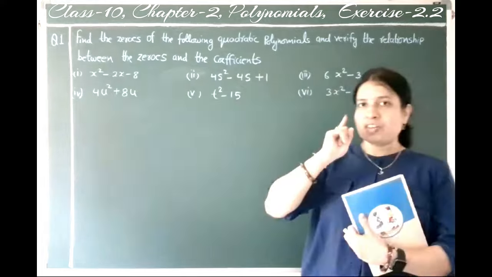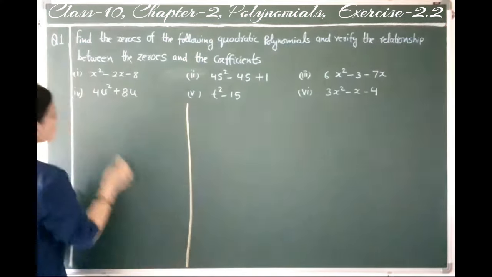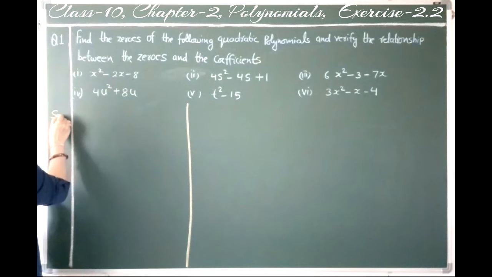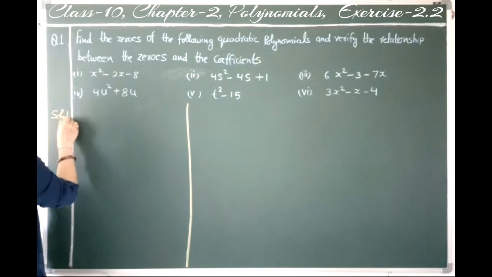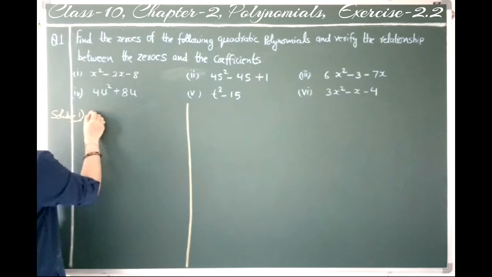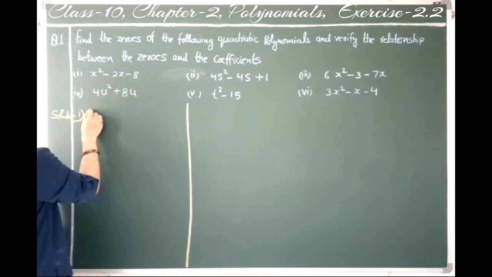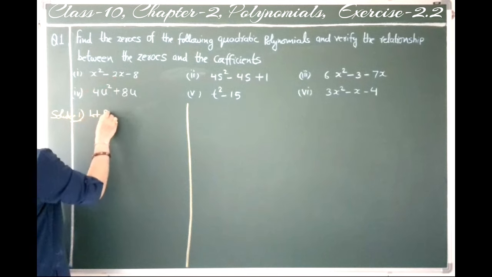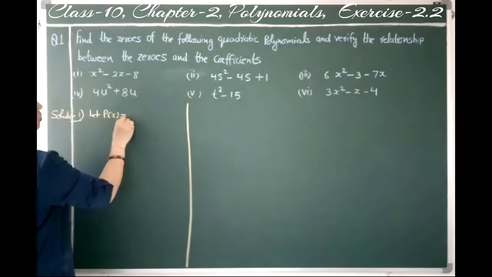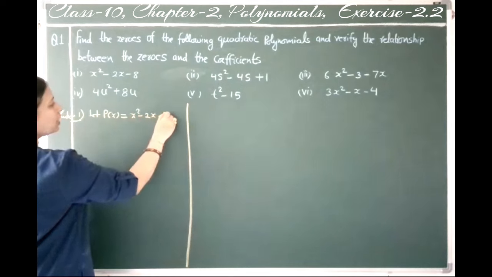So let us take the first one. First one is given x square minus 2x minus 8. So let p(x) is equal to x square minus 2x minus 8.